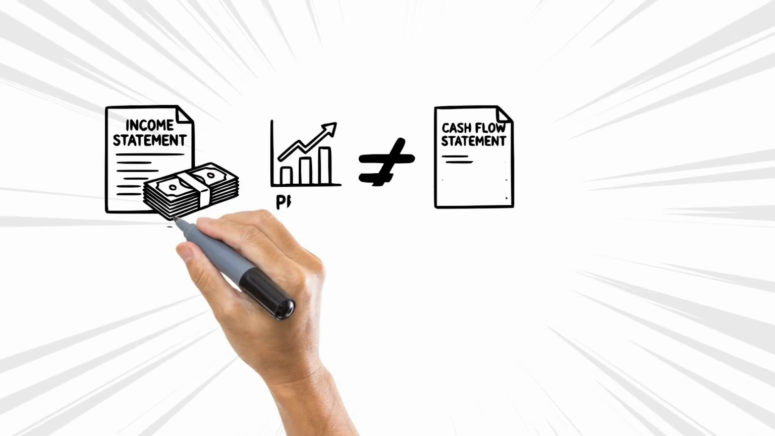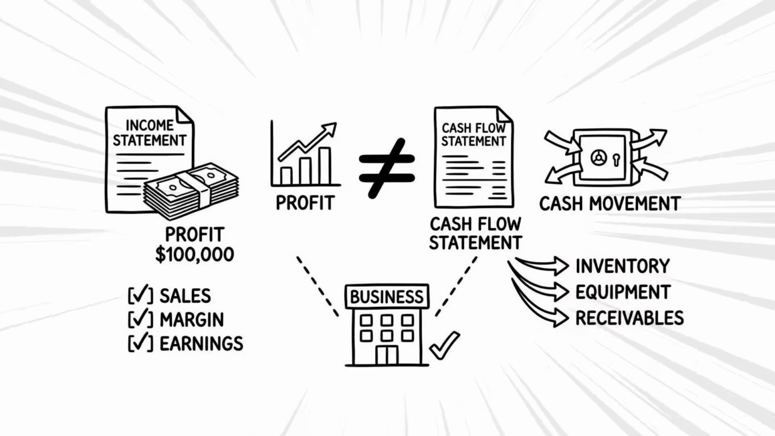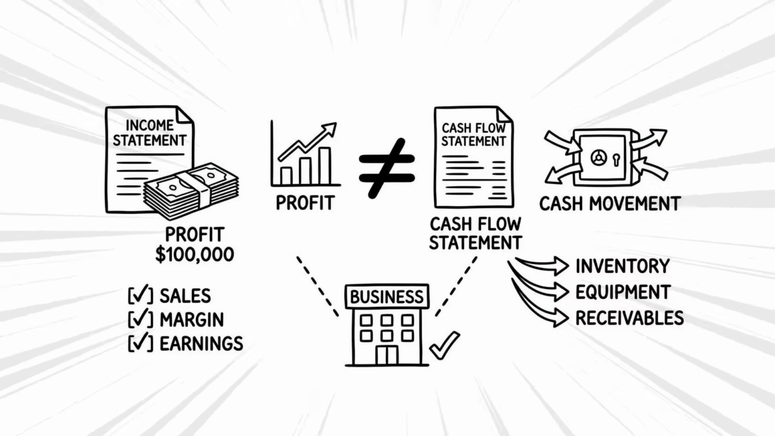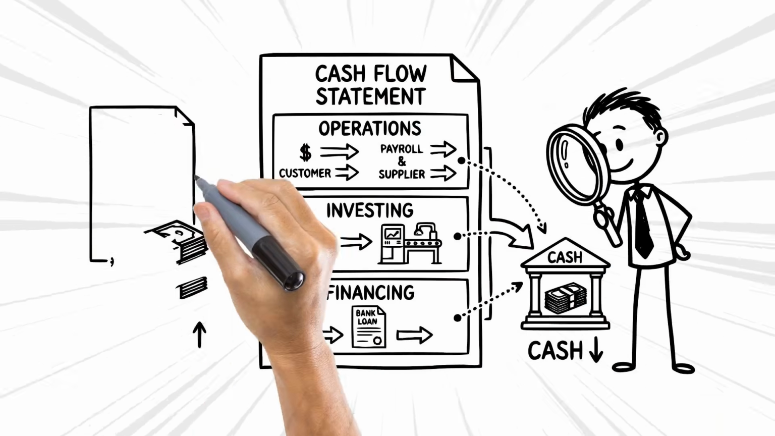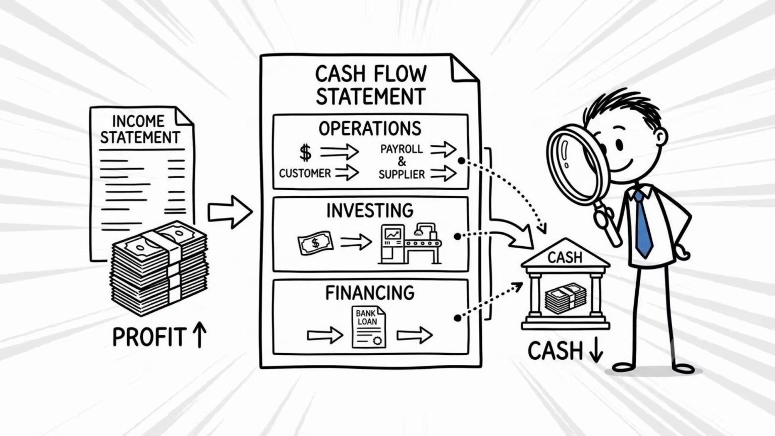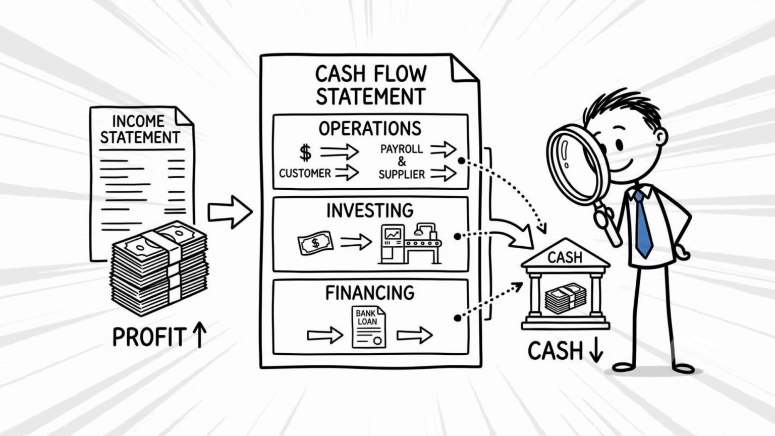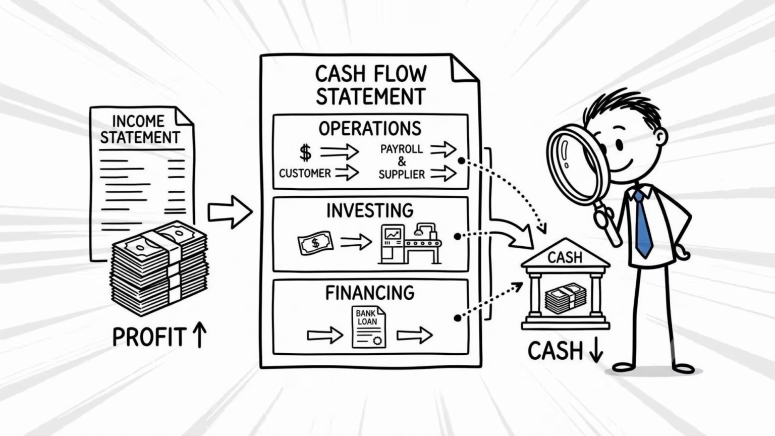None of this automatically means the business performed badly. It simply shows that accounting, profit, and cash movement are different. The cash flow statement connects financial performance with actual money movement by showing cash generated or consumed through operations, investments, and financing. When profit looks healthy but cash looks weak, this statement helps reveal why.